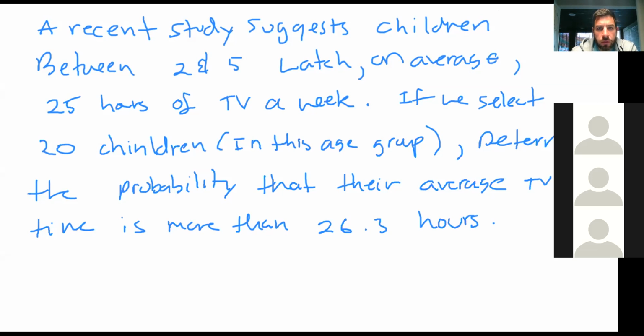And if we want to, well, I guess I should learn how to spell that. This is incredible. So what we would like to know is, suppose we take 20 children at random and compute their average TV time per week. How likely is it that it's more than 26.3 hours?